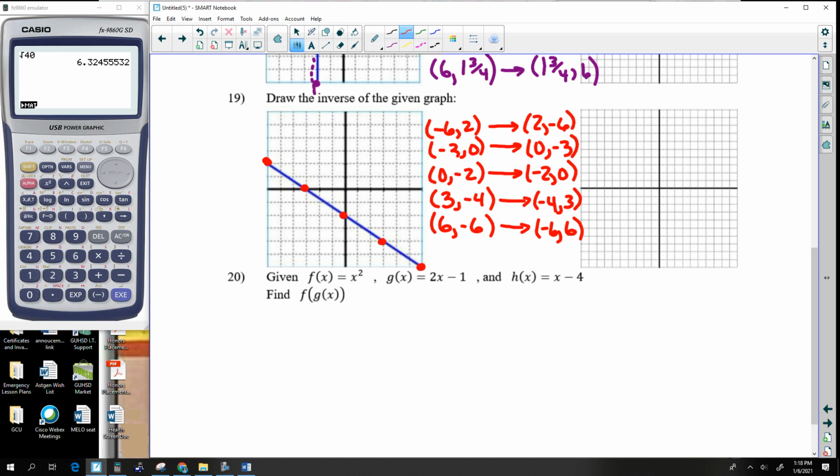Okay, here we go. 2, negative 6, 0, negative 3, negative 2, 0, negative 4, 3, negative 6, negative 6, 6.